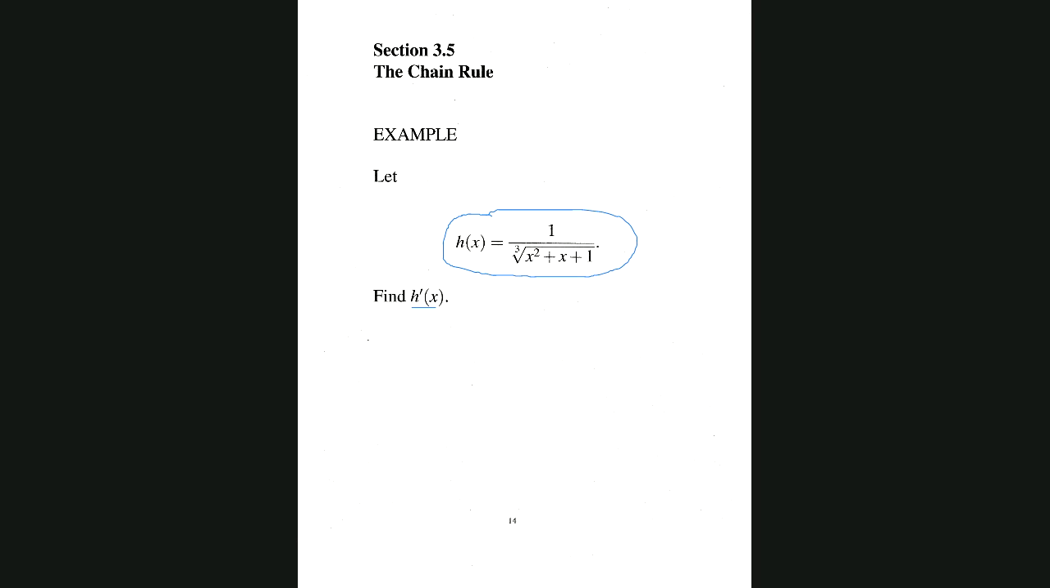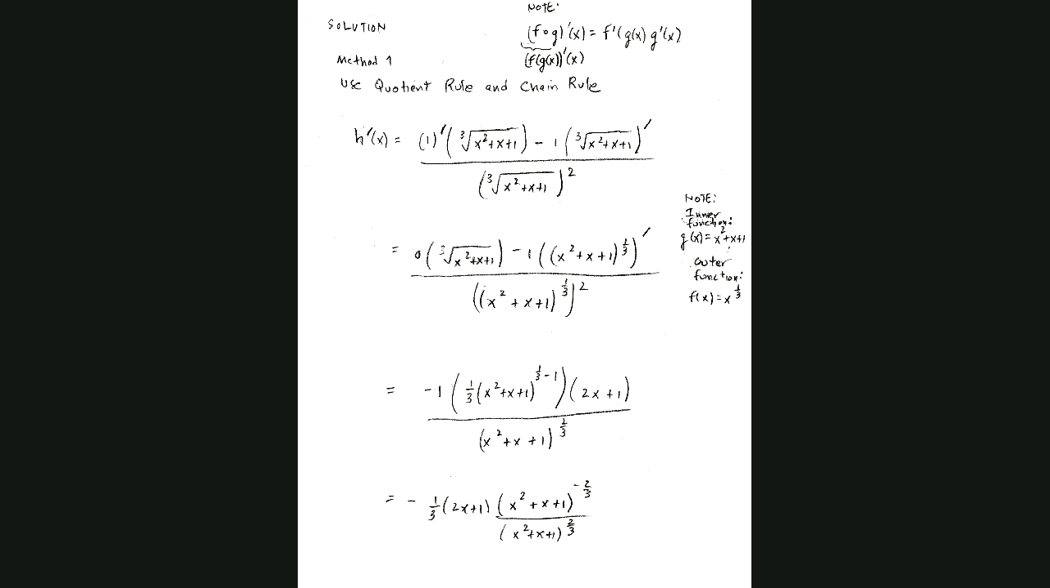And there are two ways to do this. So I'm going to show you method one. Method one is to use the quotient rule and the chain rule. And it's going to go without saying that you're going to be using the power rule. And what I've done is I have a note here. I've written down the chain rule right here, that the derivative of f composition g is f prime of g of x times g prime of x.